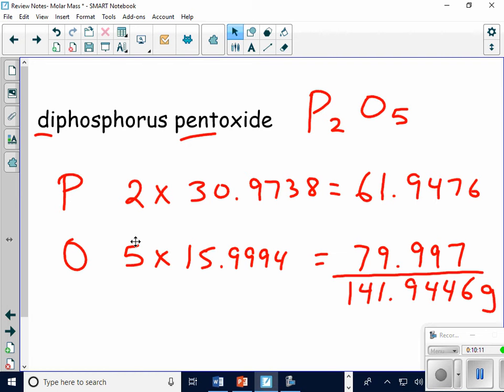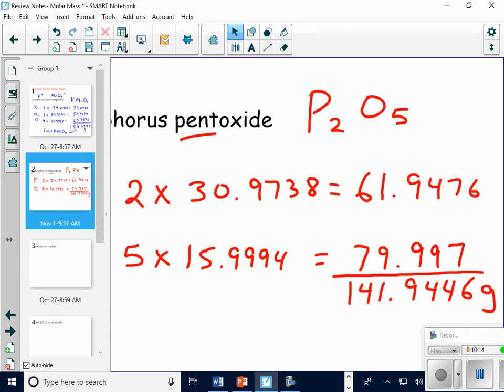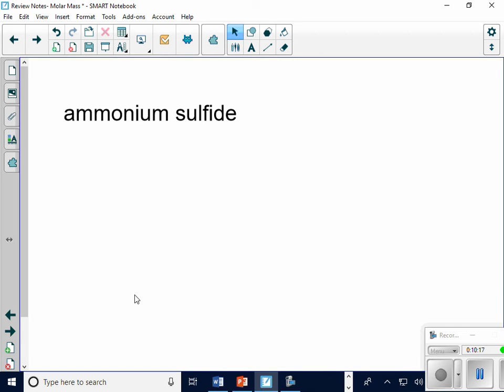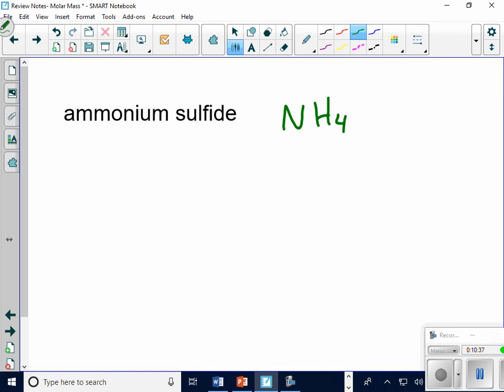Okay? Reading numbers. Let me see what my next example is. I put that one on there because this is a polyatomic. Go ahead and name this one. I'll give you a second to name it, then we'll write it down. All right, ammonium. Ammonium is NH4, 1 plus. Sulfide is S 2 minus. So my proper way to write ammonium sulfide is (NH4)2S.